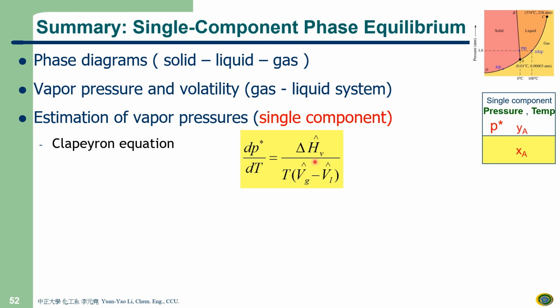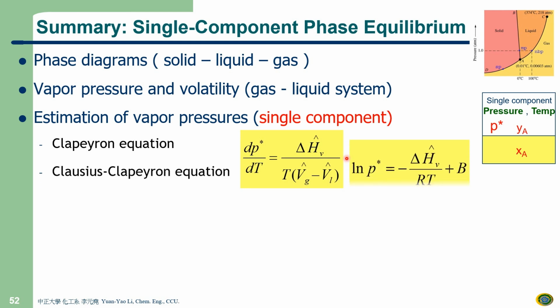Latent heat is the energy used for the transfer of phases when you change phases. It can be from liquid to solid, from solid to liquid, or from liquid to gas. And this one, delta HV, V stands for vapor. So here, the latent heat in this equation is specifically related to the energy required to transfer the substance from the liquid phase to the gas phase. This is what we call the Clapeyron equation.